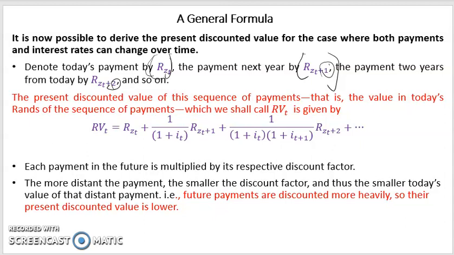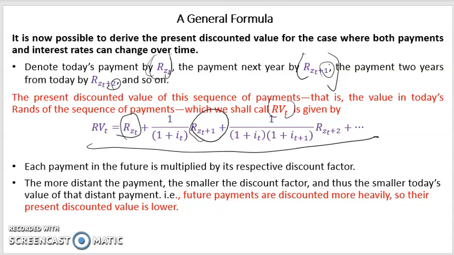So the present discounted value of the sequence of payments, that is, the value in today's rands of the sequence of payments, which we shall call RV_t, is given by this formula. This formula shows that the value today of a sequence of payments in rands is equal to the sum of the different discounted payments made over time.